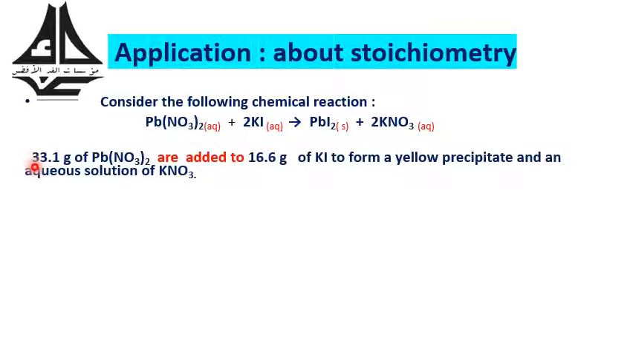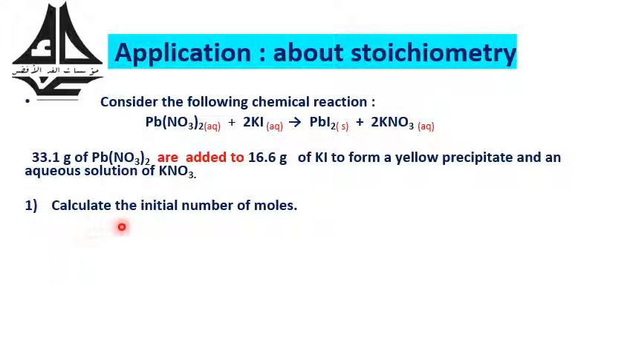Given that 33.1 gram of Pb(NO3)2 are added to 16.6 grams of KI to form a yellow precipitate and an aqueous solution of KNO3. Of course, the yellow precipitate is PbI2 and it's shown by this small s.